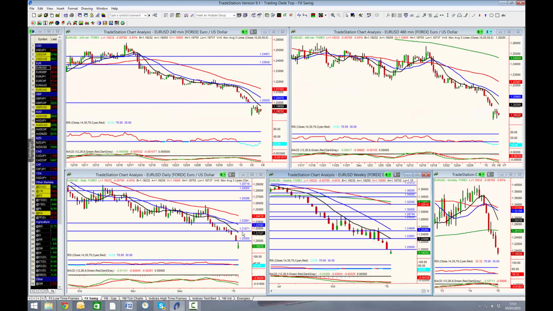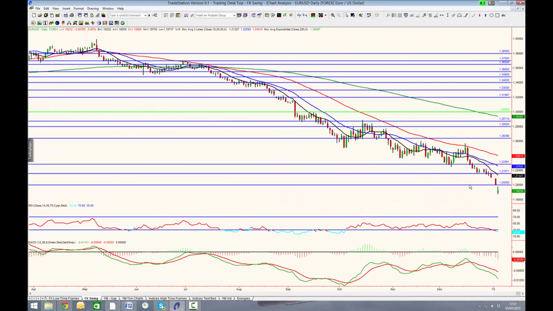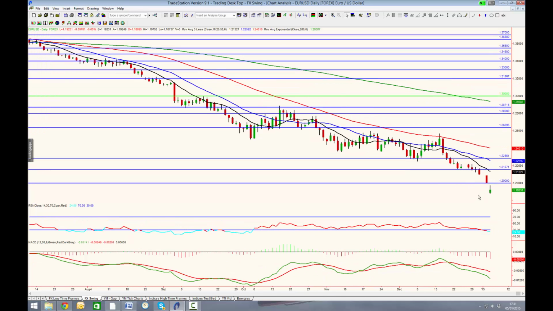So again, at least a pullback to this area would be a much better area to start looking for shorting opportunities. So again, just coming down the time frames here, you can see on the daily chart, again, the trend looks very nice. Looks very nice for a continuation of the downtrend, but we want to see a bit of a pullback to time the entry much better.